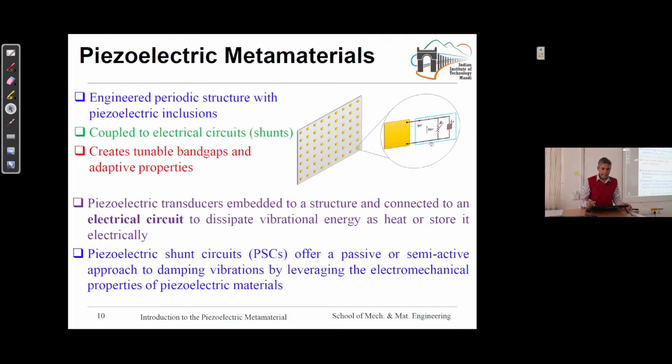Every meta atom is connected to the electrical circuit, which creates tunable band gaps and adaptable properties.